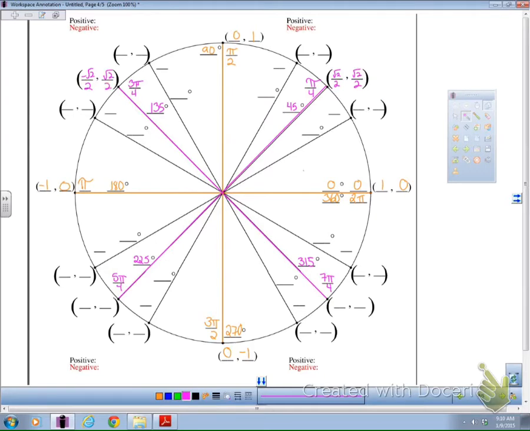What do we have in Q3? Negative, negative. So negative square root of 2 over 2, negative square root of 2 over 2. And last but not least, in quadrant 4, I'm positive negative. So square root of 2 over 2, negative square root of 2 over 2. And I'm done with my 45-degree family. Okie doke. Pick a new color.